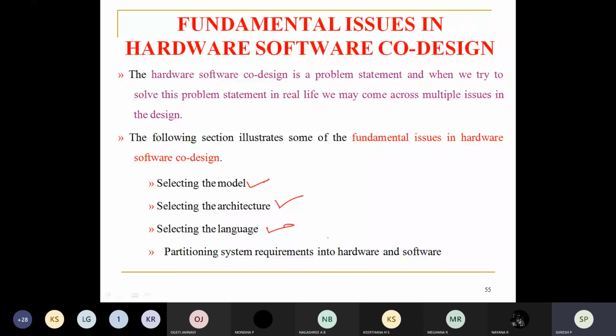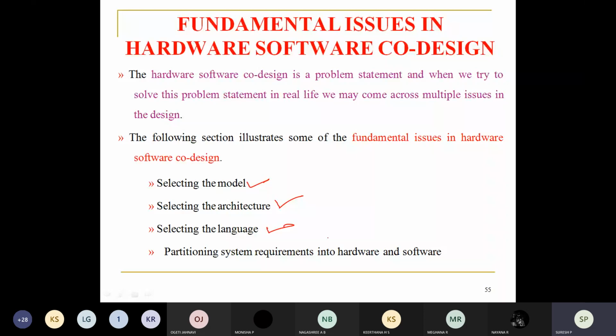The next issue is partitioning system requirements into hardware and software. I have to partition the embedded system into hardware and software, so partitioning the system requirements with respect to hardware and software is the next issue. We will discuss one by one, starting with selecting the model.